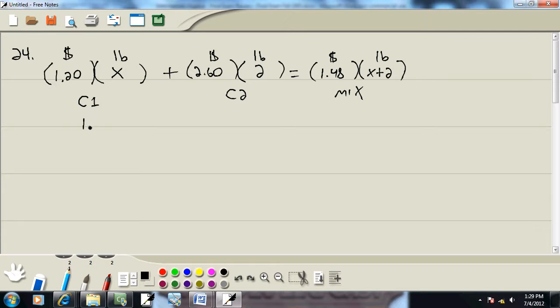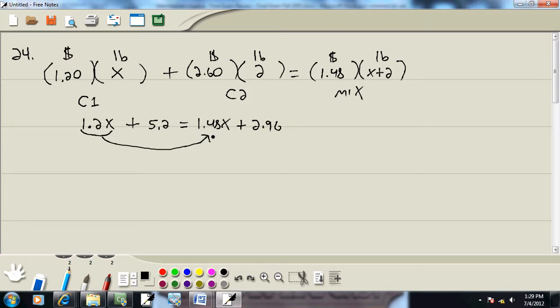So let me see, what do we have here? We have 1.2x, multiplying those together, plus 5.2, 2.6 times 2, equals, and then 1.48 times x gives us 1.48x, and 1.48 times 2 gives us 2.96, I think. Yeah. Okay, now get everything with an x on one side, numbers on the other side.